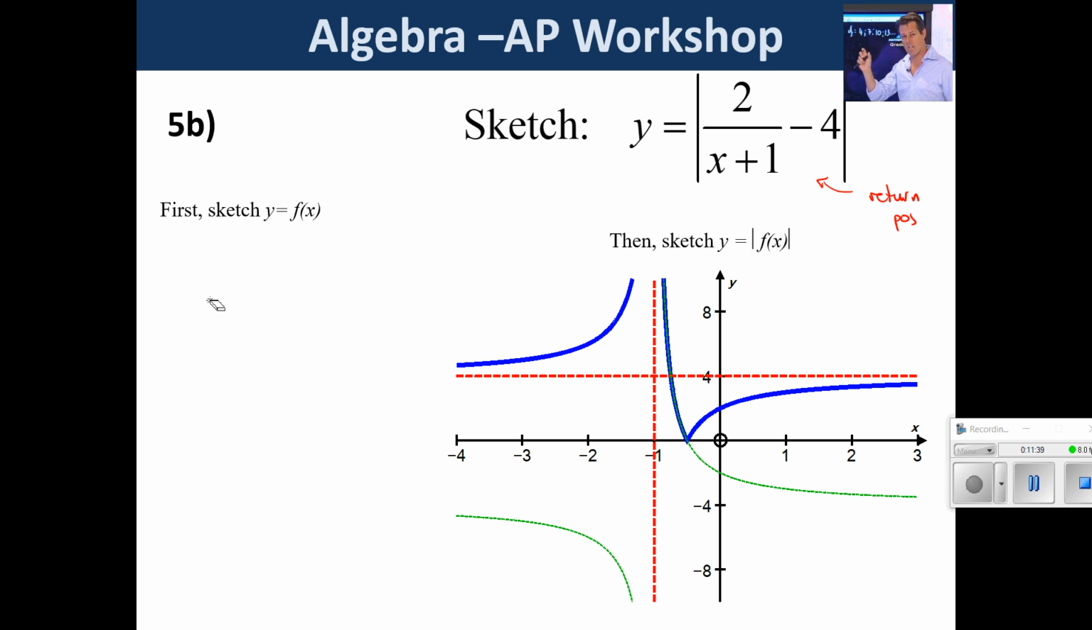Okay, so we see the green is the original graph and the blue is just where I've gone and reflected it above, and this blue over here is where I've reflected it above. So I can give you any function and you just go and draw the normal sketch of f of x and then remember to reflect that part underneath above.